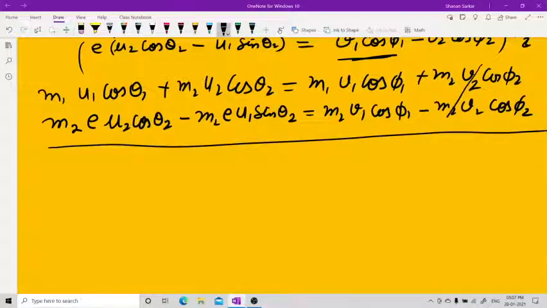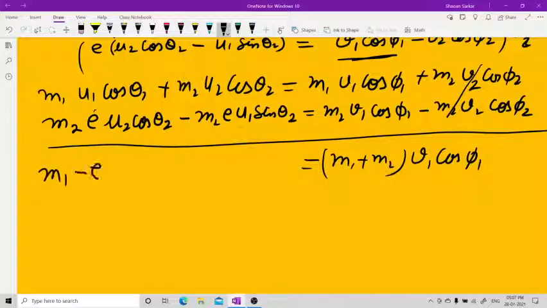This will cancel out. This will have (m1 plus m2) v1 cos phi 1, right? And here you try to take one with two and the other with this. This is u1 and this is u1. Now do one thing. You write m1 minus e m2, u1 cos theta 2. You take u1, now you see sine theta 2 is also there.